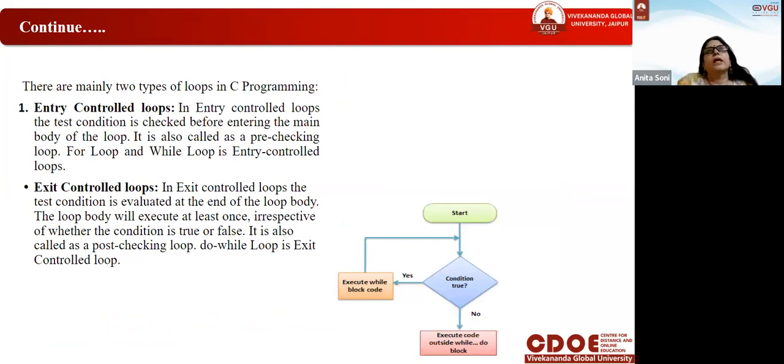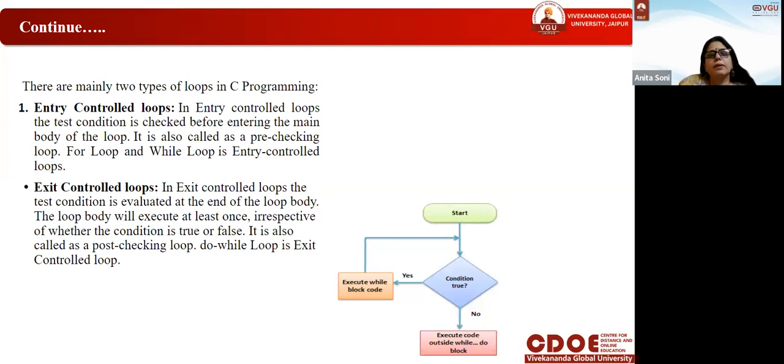We have two types of loops in C programming: entry control loop and exit control loop. In an entry control loop, the body is executed only when the condition is true. That means first we test the condition, then the body is executed inside the loop. For loop and while loop come under the entry control loop category.